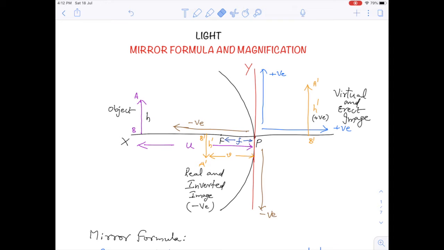Welcome to my channel. In this video, we are going to derive the mirror formula and magnification. Now, why do we need this?